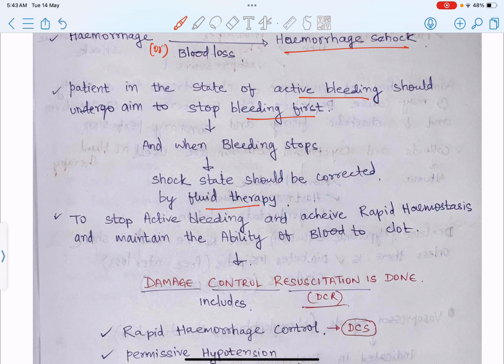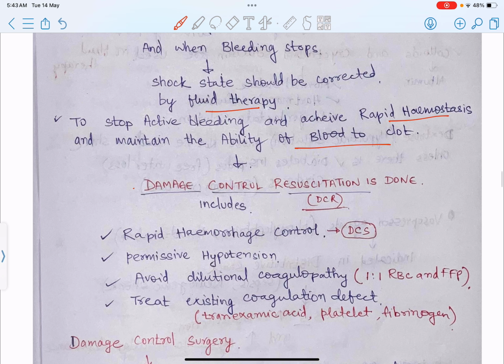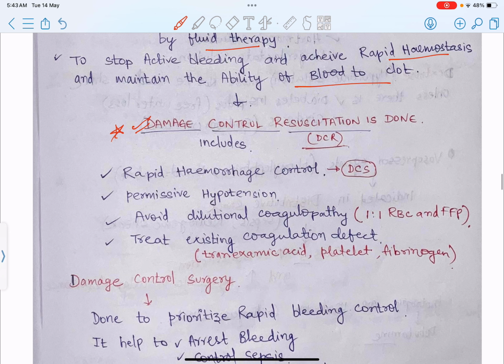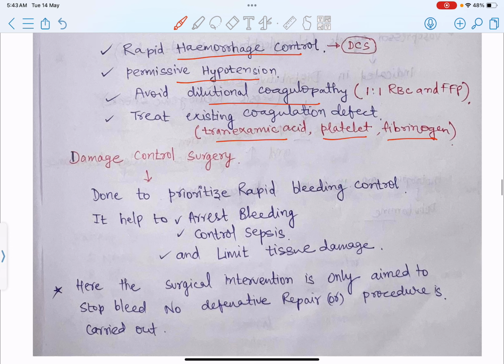To stop active bleeding, achieve rapid hemostasis and maintain the ability of blood to clot, damage control resuscitation should be done. This includes 4 things: rapid hemorrhagic control, permissive hypotension, avoiding dilutional coagulopathies, and treating existing coagulation defects by giving tranexamic acid, platelets, and fibrinogen.